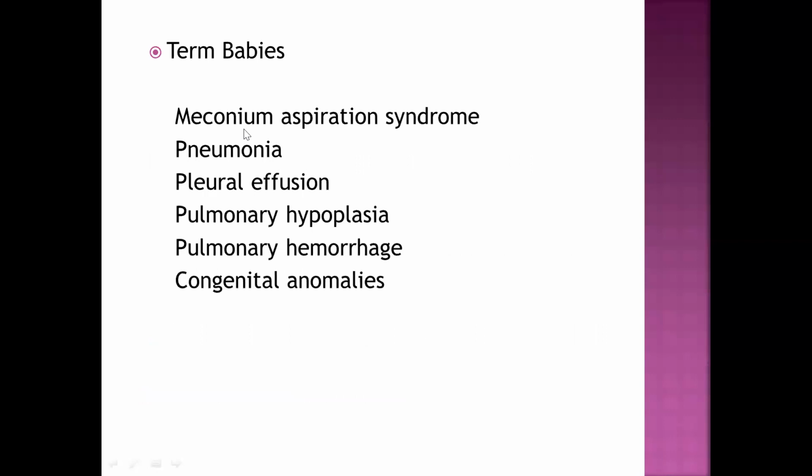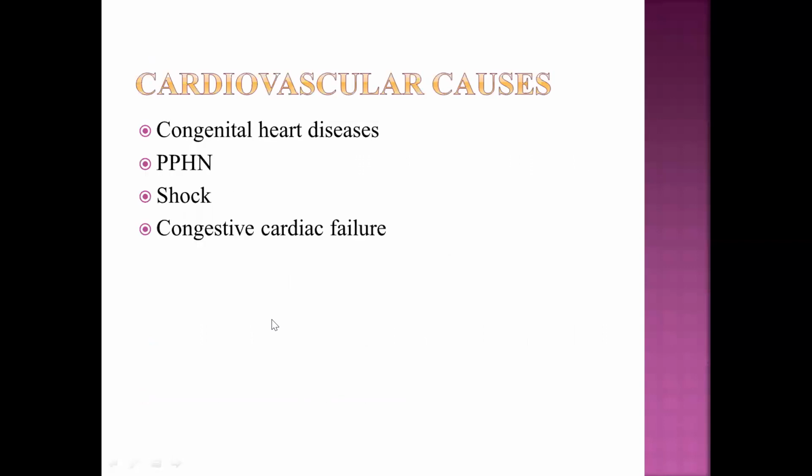Coming to causes in the term baby, the most common are meconium aspiration syndrome, pneumonia, pleural effusion, pulmonary hypoplasia, pulmonary hemorrhage, and congenital anomalies. Cardiovascular causes include congenital heart diseases, left ventricular outflow tract obstructive lesions like hypoplastic left heart syndrome, critical aortic stenosis, coarctation of aorta, or right ventricular outflow tract obstructive lesions like critical pulmonary stenosis, pulmonary artery hypoplasia, or hypoplastic right heart syndrome.